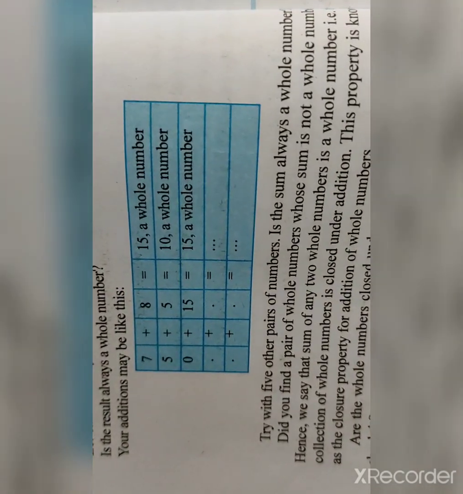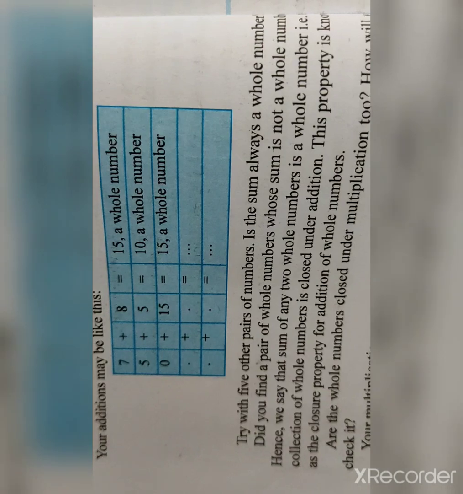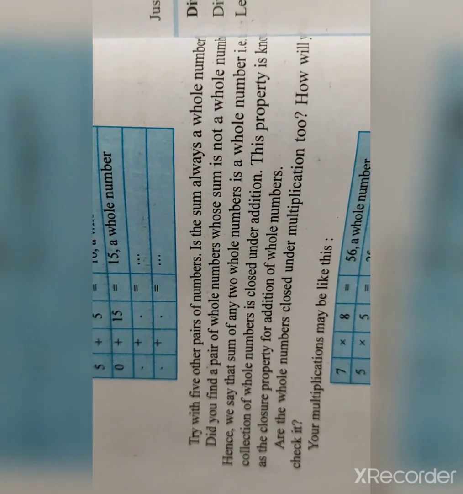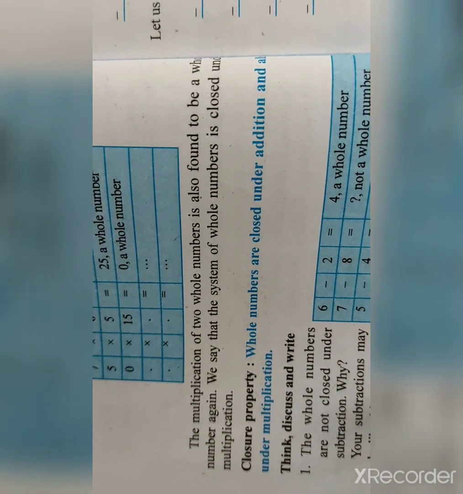When we are adding, and the resulting number is a whole number, this property is called whole numbers closed under multiplication here and addition there. So closure property: whole numbers are closed under addition and under multiplication.